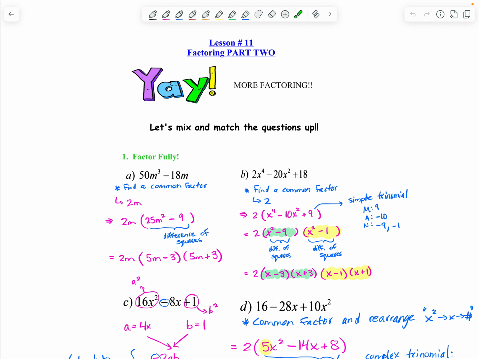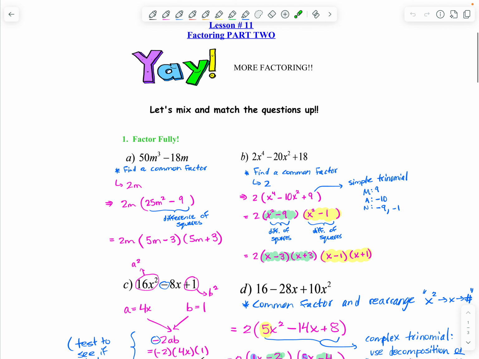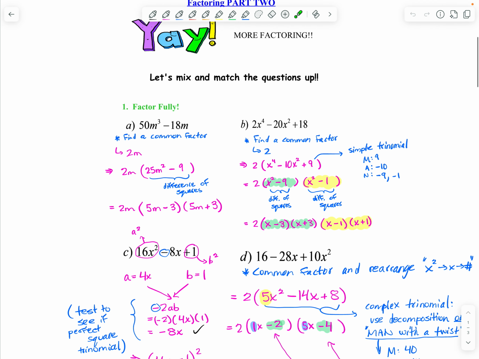This time we're looking at lesson number 11, which is more factoring. We're not looking at necessarily any new theory per se or concepts. We're just applying the concepts from last lesson, factoring part 1, in a mixed format. So mix and match the questions just to see and practice in different scenarios, right? So let's just go through these questions together.